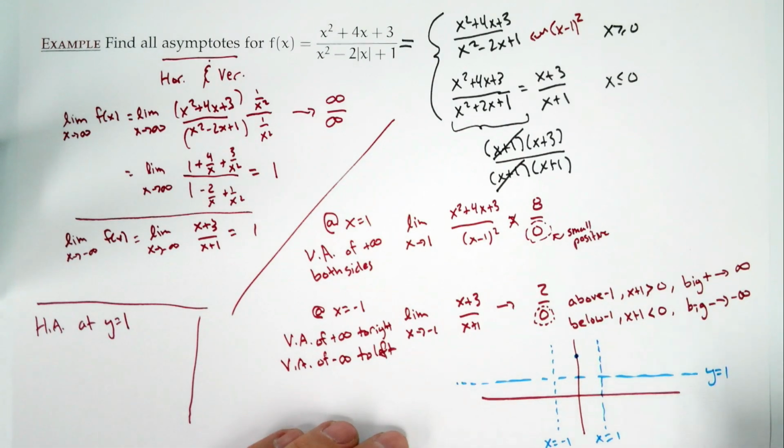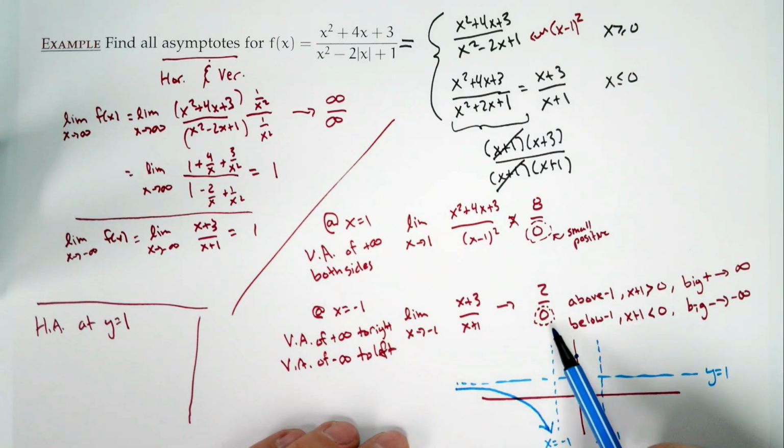So what's going on? Well, we know that from the left of negative 1, it's going to go down to minus infinity. So in fact, it's going to look something like this. It's going to come off the horizontal asymptote and go down. And then, from the right of negative 1, it's going to go up to infinity. So here, we're going up towards infinity. And similarly, when we come to 1, we're also going up towards infinity.